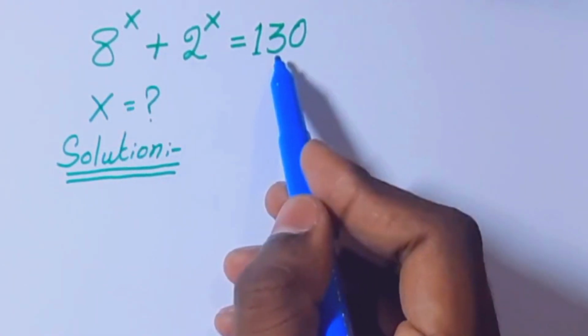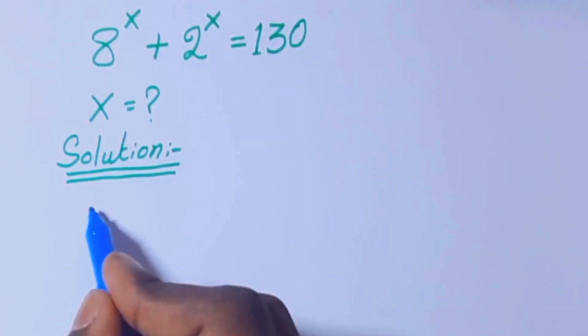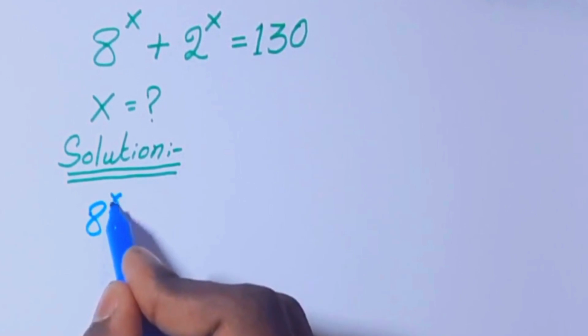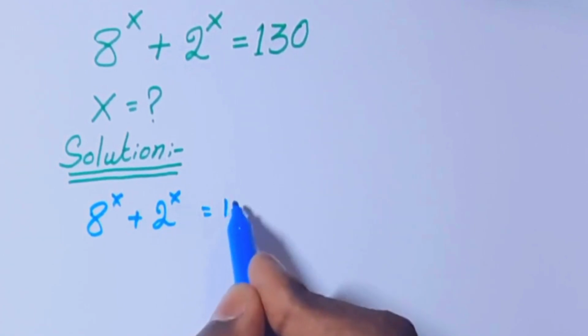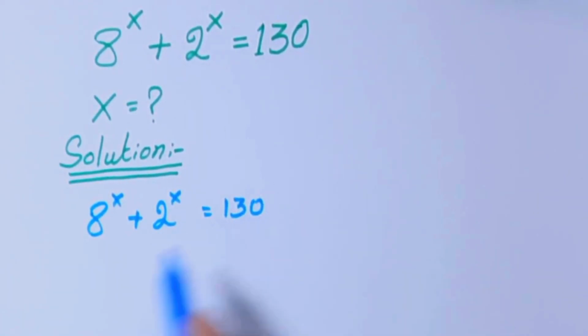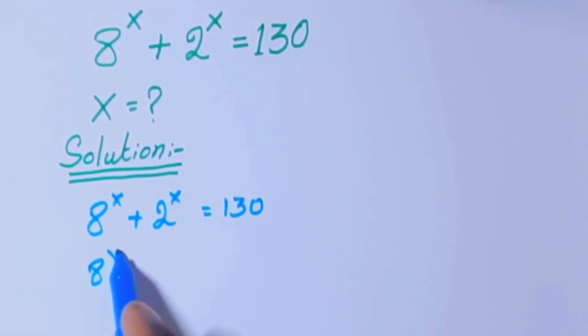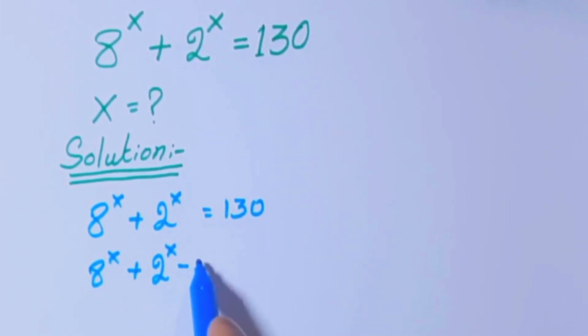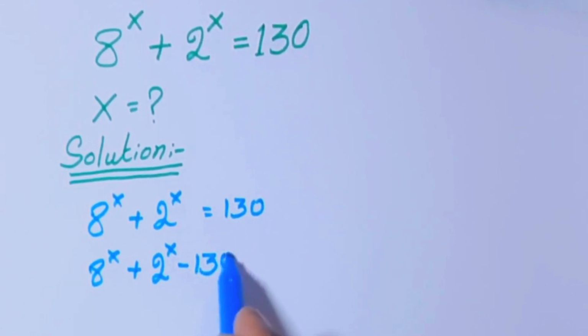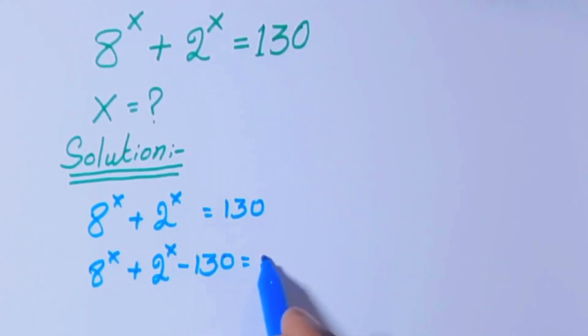Today we are going to solve this equation to find the x value. Solution: 8 to the power of x plus 2 to the power of x equal to 130. Now 8 to the power of x plus 2 to the power of x minus 130. We bring this left hand side equal to 0.